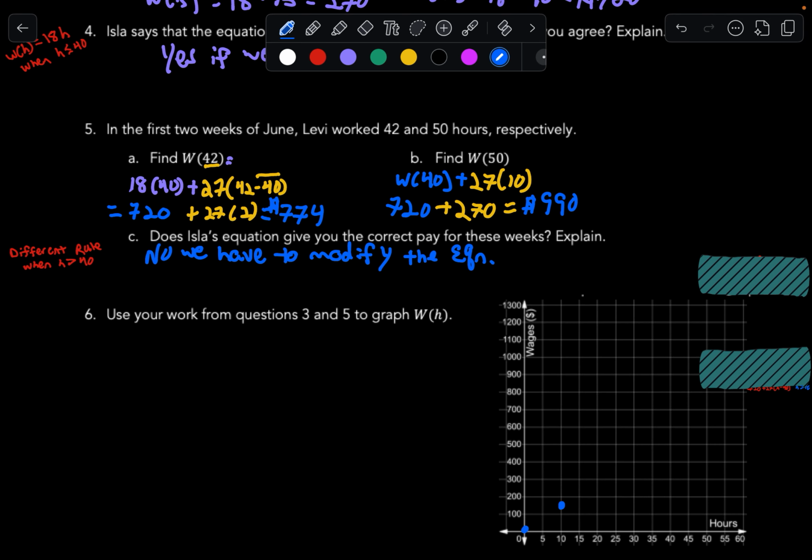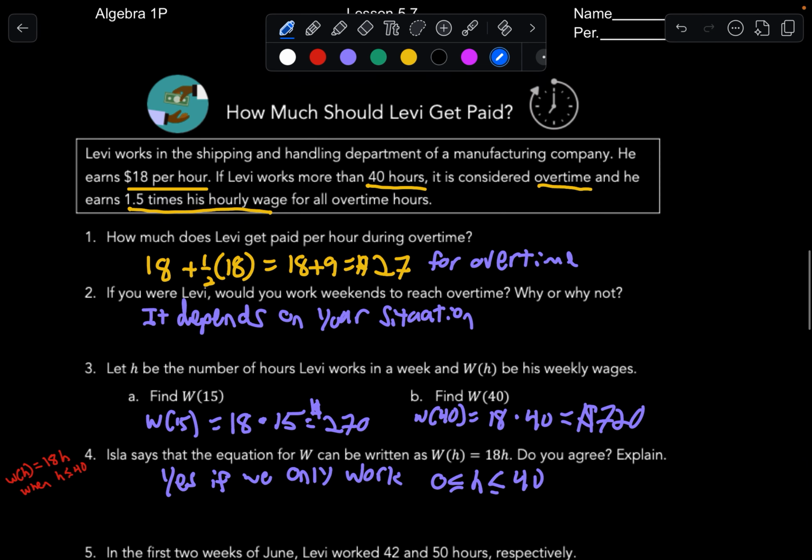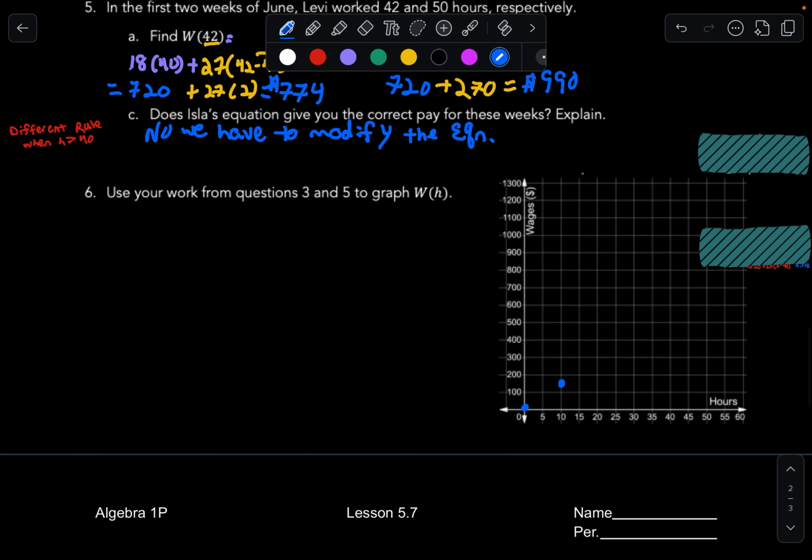But when we get up to 40 hours, we figured out that W of 40 was 720. So we basically have a graph of a line that looks something like that. Notice I'm a little bit off of my estimation, so I'm going to make that a little bit bigger. There we go. And this is regular pay.